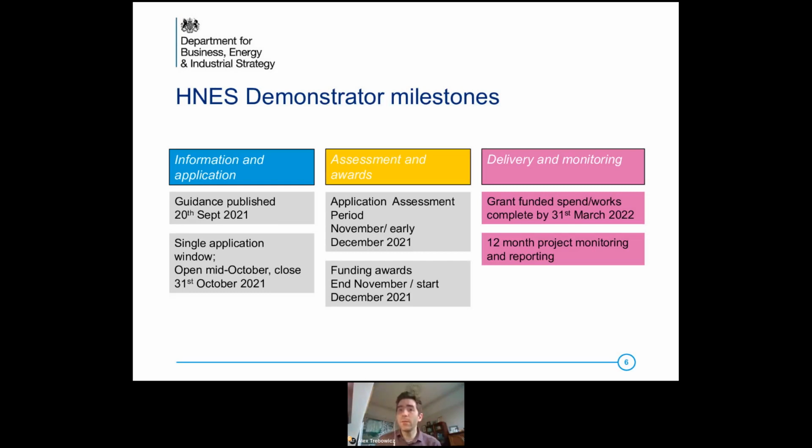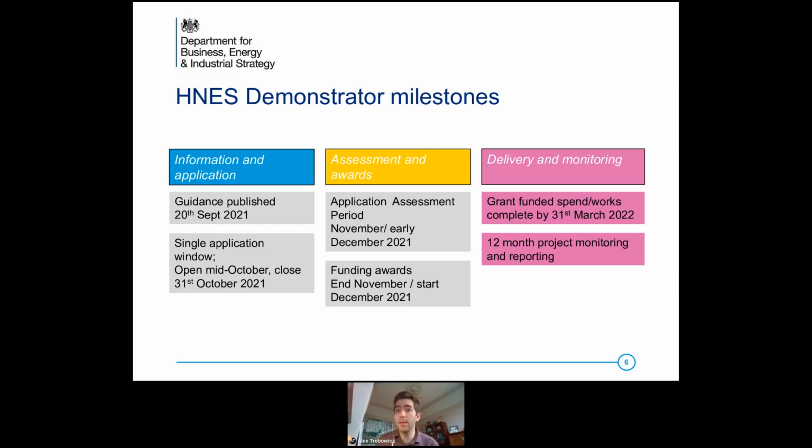Just very quickly on timescales of the demonstrator. The project was delivered at pace, and we had a lot of feedback from the market on that. We appreciate it was very challenging for many projects to either apply and deliver in the timescales that we were working to, or to deliver the full package of works that they may have wanted to. So we're expecting that projects that delivered a smaller scope of work might come back to us to deliver the rest later.